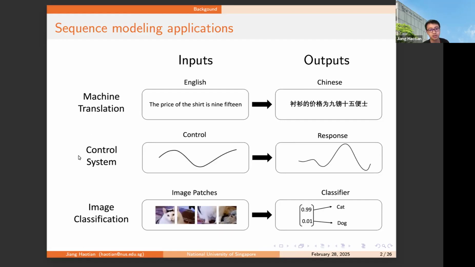And recently, there are also some other applications that do not have a very obvious sequential structure, but can also be solved using sequence modeling techniques. For example, image classification. Here we cut the image into image patches, and we regard the image patches as a sequence input.